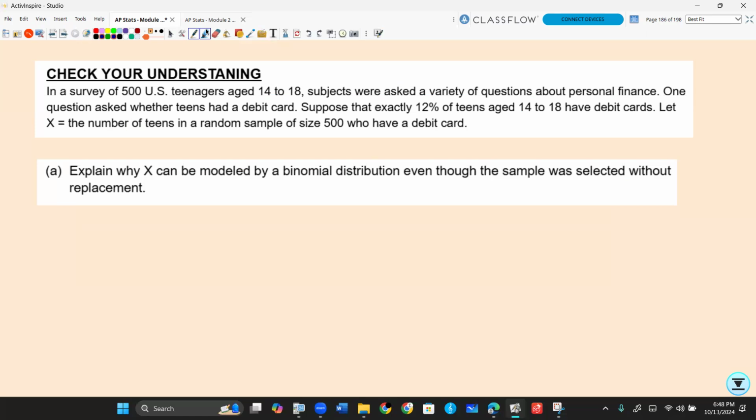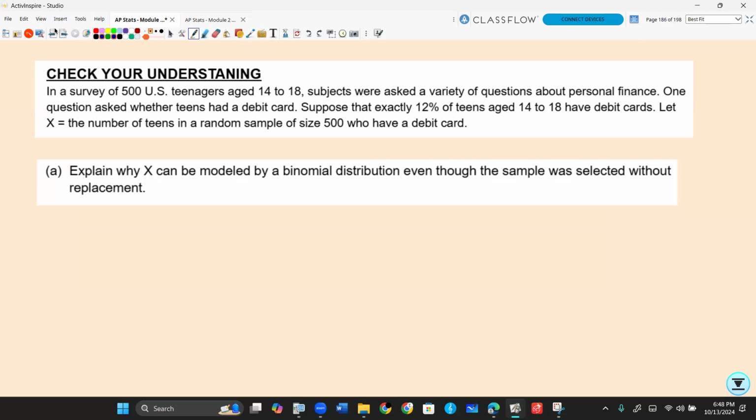One question asked whether teens had a debit card. Suppose that exactly 12% of teens aged 14 to 18 have debit cards. We're going to let X be the number of teens in a random sample of size 500 who have a debit card. Part A says, explain why X can be modeled by a binomial distribution, even though the sample was selected without replacement.